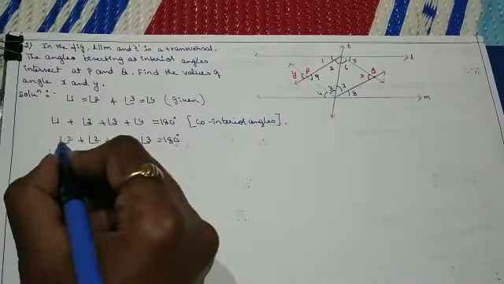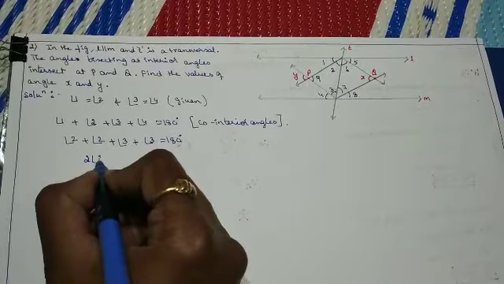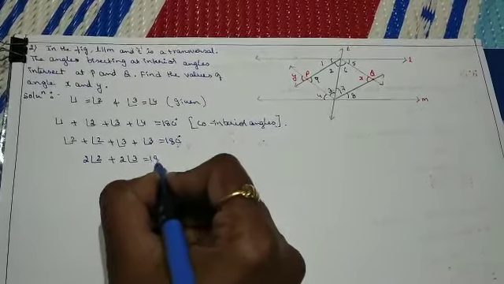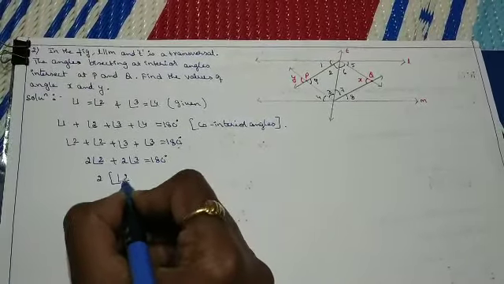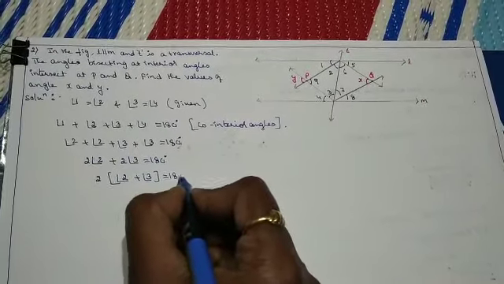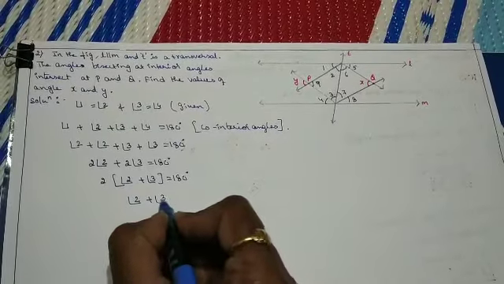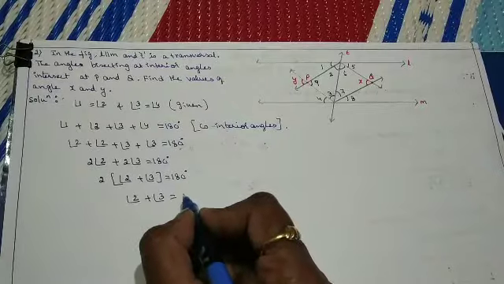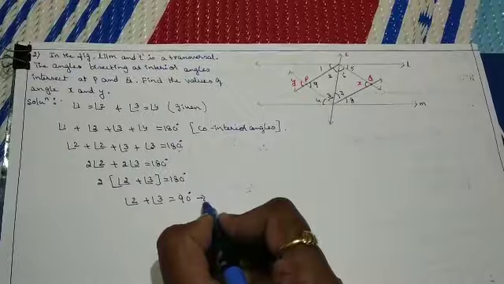Then here 1 angle 2 and 1 angle 2 becomes 2 angle 2 plus 2 times of angle 3 equal to 180 degree. Then if I take 2 common, left out is angle 2 plus angle 3 equal to 180 degree. Then angle 2 plus angle 3 equal to, this 2 stands under multiplication, so changes to division. Then 180 by 2 is 90 degree. Call it as equation 1.